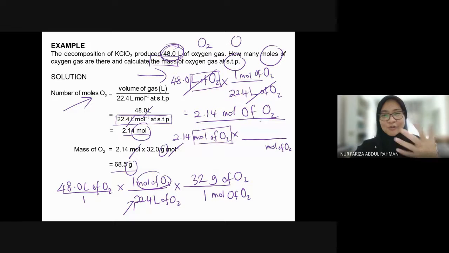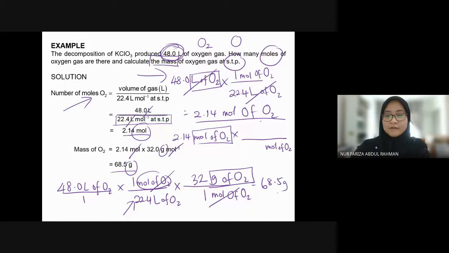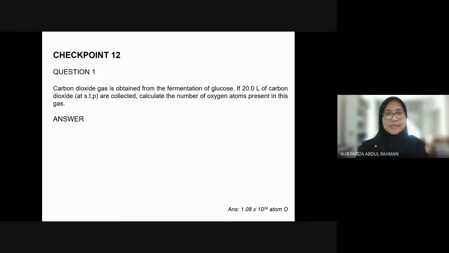So as a beginner, as an amateur, let's just do the simple way first. Cancel out. That's why we will end up with this gram. So 68.5 gram of oxygen.